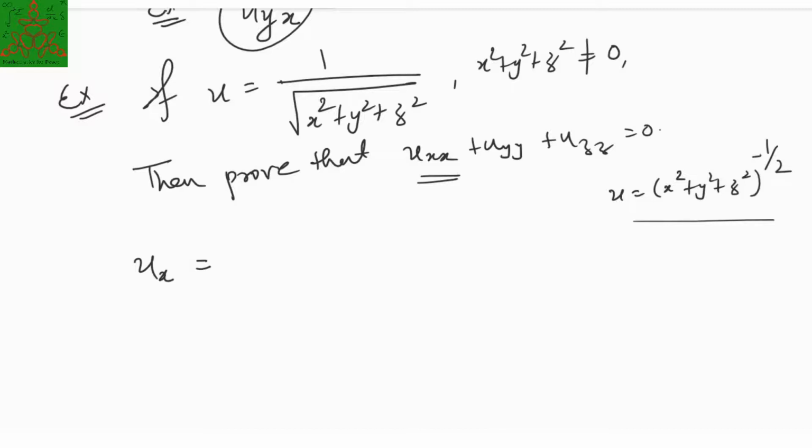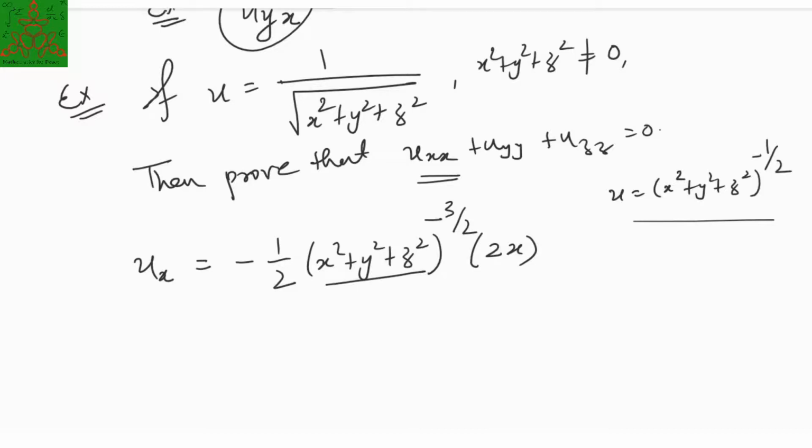Now the derivative of this one will have minus 1 by 2 (x square plus y square plus z square) raised to minus 3 by 2 into 2x, because the derivative of this quantity with respect to x is 2x, and the derivative of x raised to n, as you know, is n into x raised to n minus 1. Here n is equal to minus 1 by 2, so that is minus 1 by 2 minus 1, that is minus 3 by 2. So we'll have this.